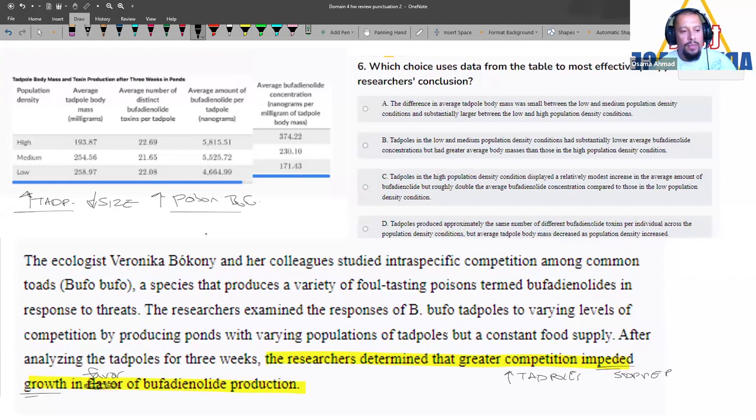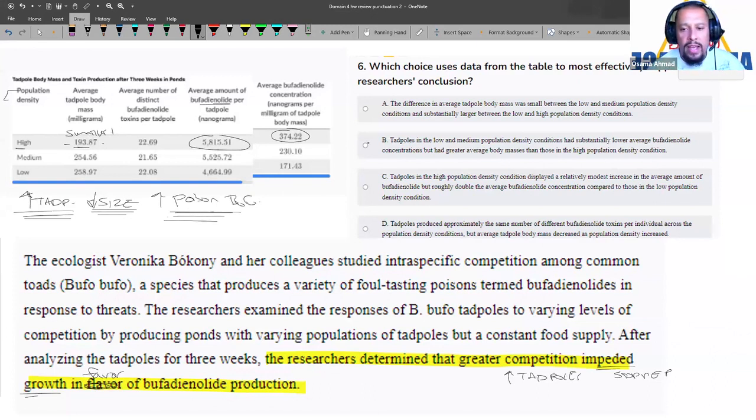Bufo, okay? So the more tadpoles we have, and if you see here, look, population density, high. The average body mass is 193. This is the smallest of the three. And if you look at the poison, it's the highest of the three. Amount of bufadienolide per tadpole. Average concentration is the highest. So increased tadpole density impedes size, decreases size, and increases the poison.